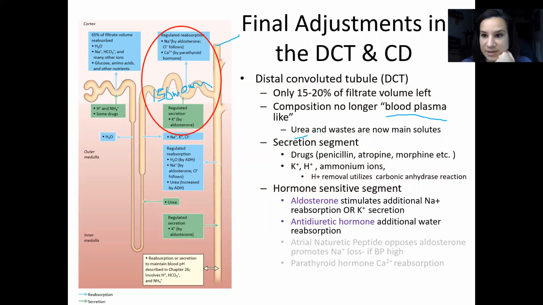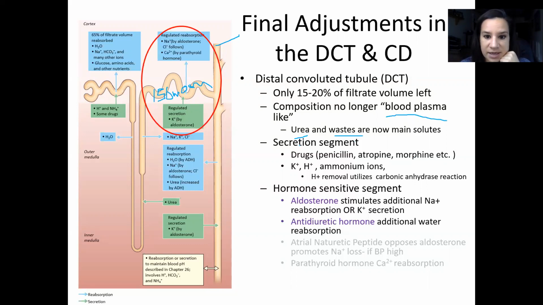Urea, which is a nitrogen product, and nitrogen wastes are now our main solutes. And if you remember what the goal was here, it was really to strategically get rid of a lot of those nitrogen wastes because we just can't do it with the equipment that we have in the digestive system.